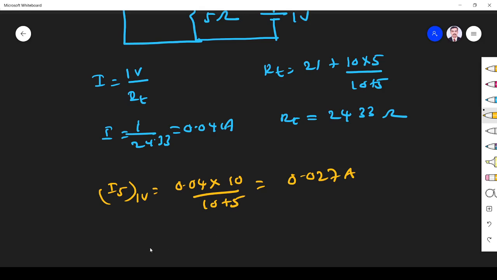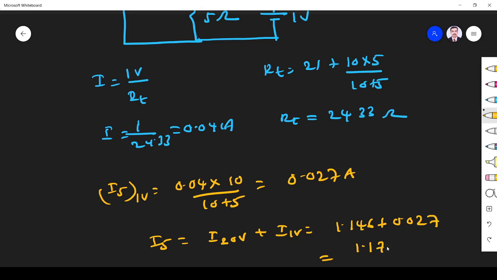So I5 is equal to I due to 20 volt plus I due to 1 volt, that is given by 1.146 plus 0.027, so that will be equal to 1.173 ampere, right? So in this way we can find the answer.